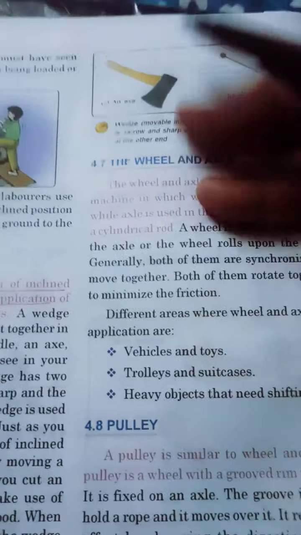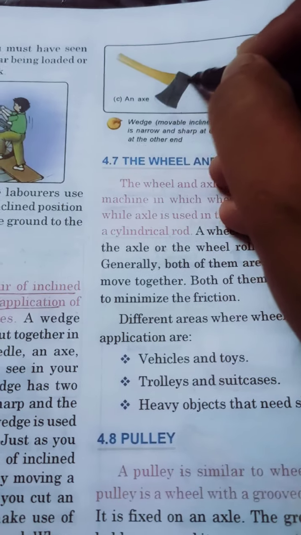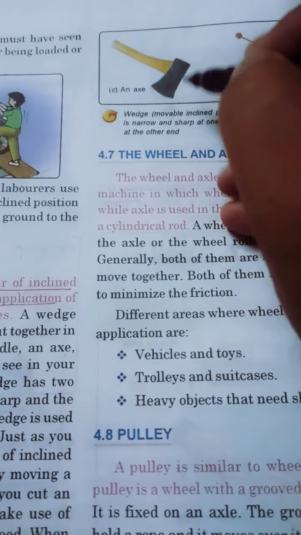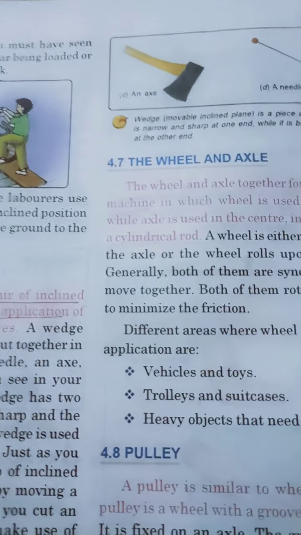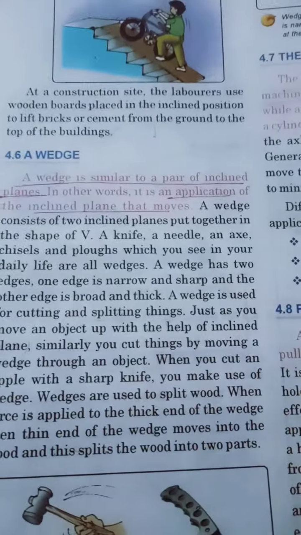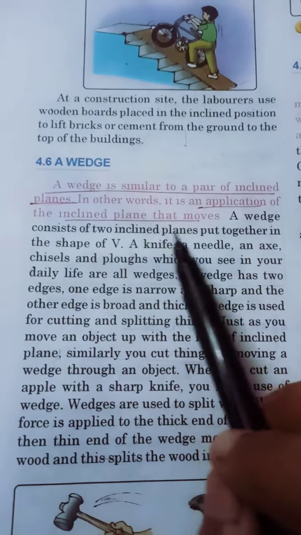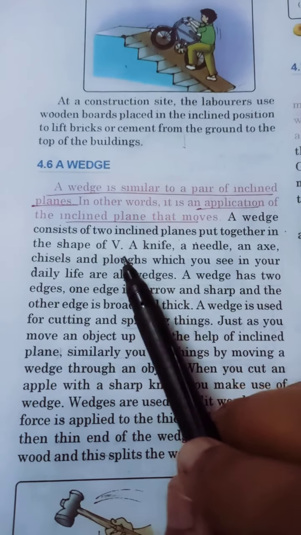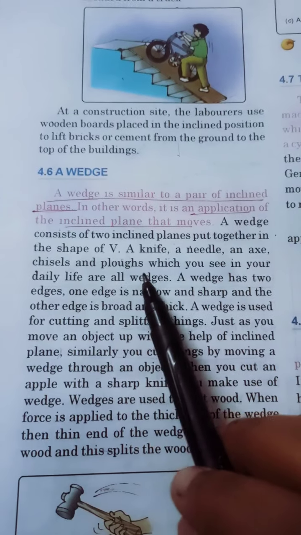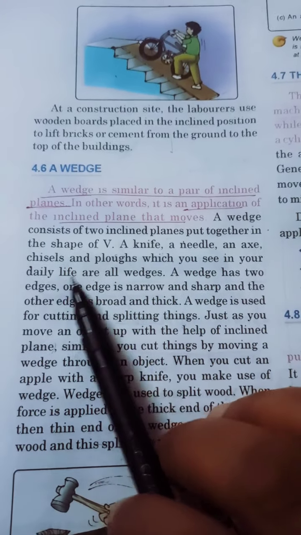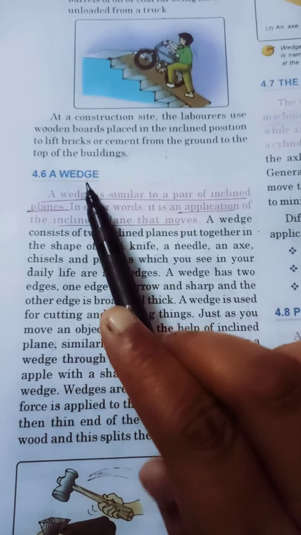If we see it like this one and then this one, or maybe this one, so 1, 2 and 3. Here they have used three pairs, three parts. Now a wedge consists of two inclined planes put together in the shape of V. A knife, a needle, an axe, and chisels and plows which you use in your daily life are all wedges. So these are some of the examples of a wedge.